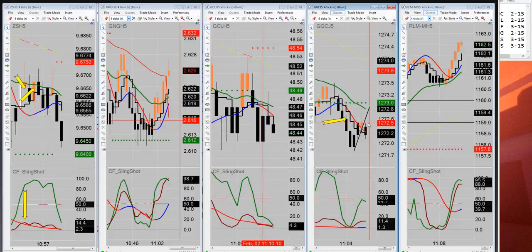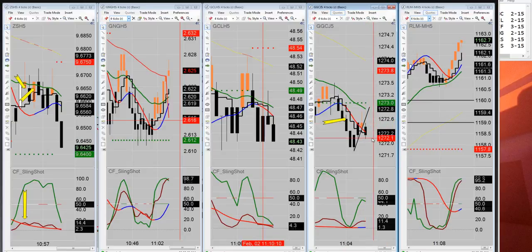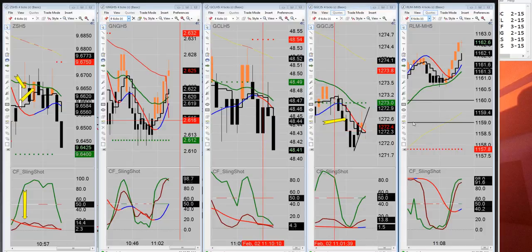72.5 is the high, 72.1 would be the low over there on the gold. All right, a down close there at 72.1 would be a short trade on the gold.